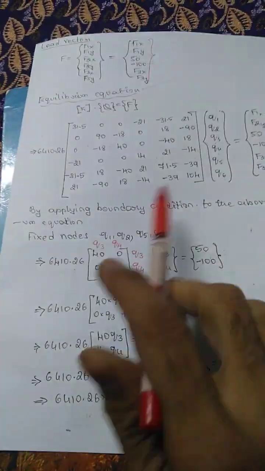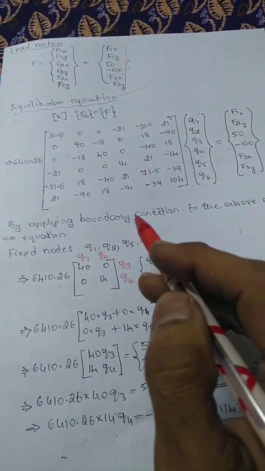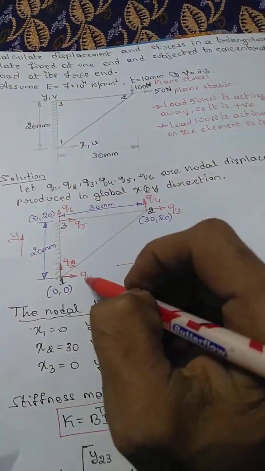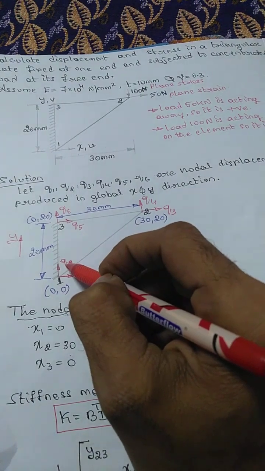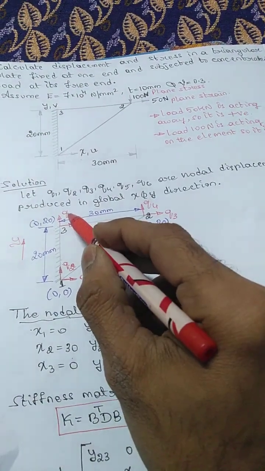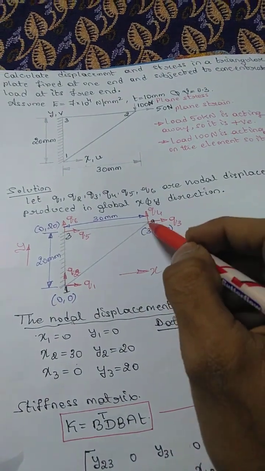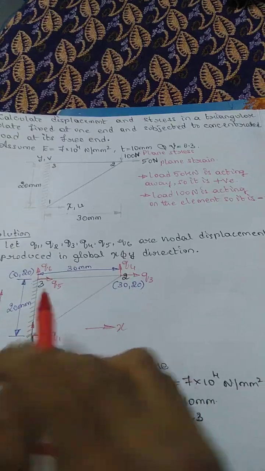Next, we'll solve this. See, now what we have to do is apply the boundary conditions. The boundary condition is that, see here, we'll see which are all fixed. So Q1, Q2 are fixed and Q5, Q6 are fixed. Only Q3, Q4 are applied with the load, they are the free ends. So for that we'll apply the boundary condition now.